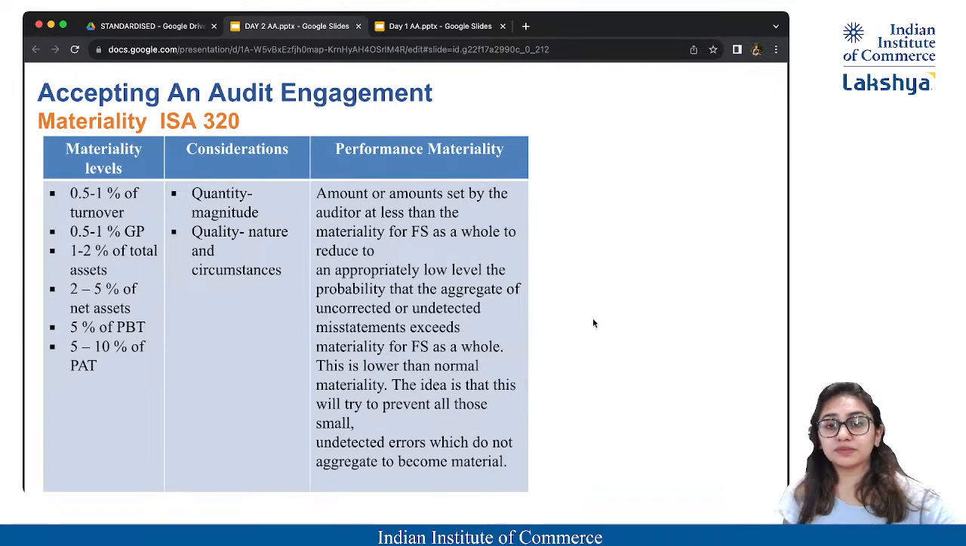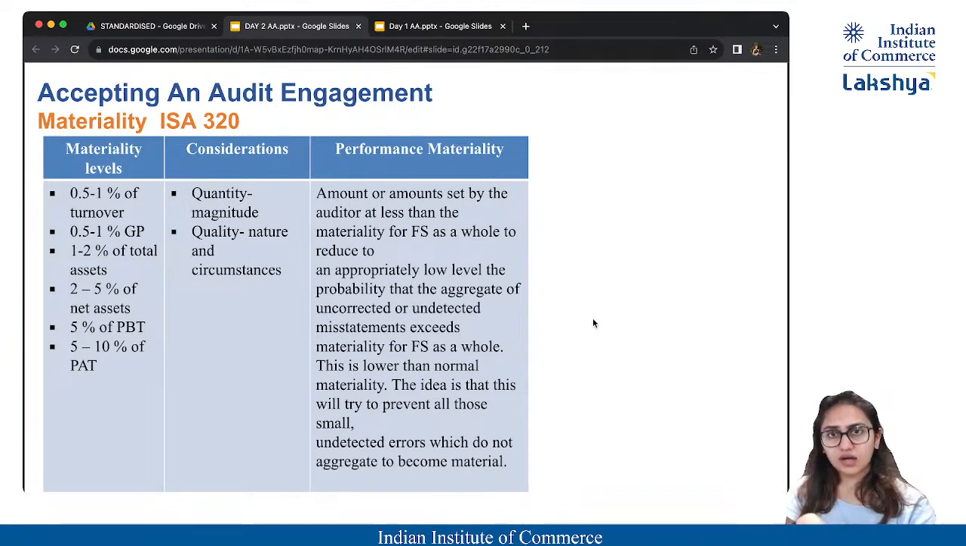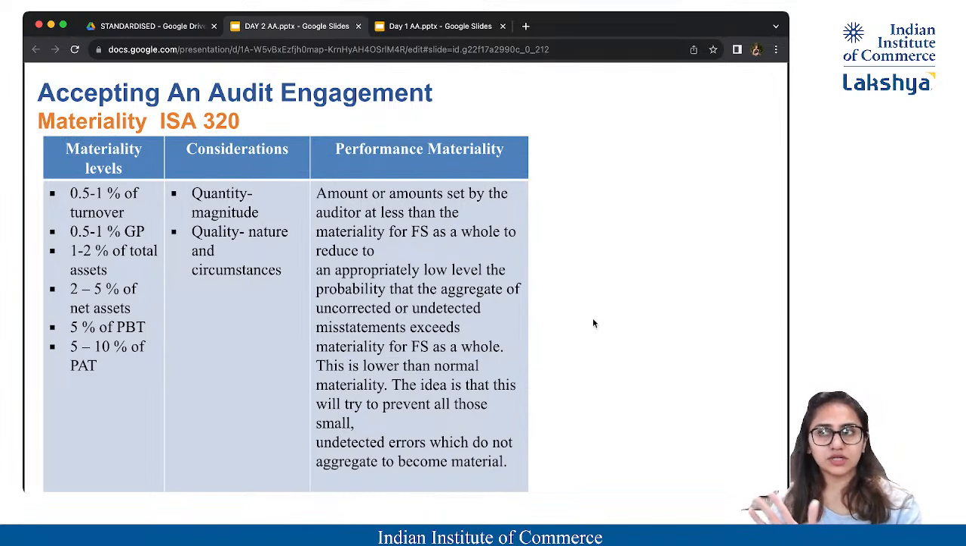So what is performance materiality? It is an amount set by the auditor at less than the materiality for the financial statements as a whole. It is an amount set less than the amount in materiality. If materiality is 0.5 to 1%, it is less than that. So anything less than 500 for our company with a turnover of 1 lakh, wherein 0.5% is 500, say 100, 200, 300, all aggregated together, becomes ultimately material.